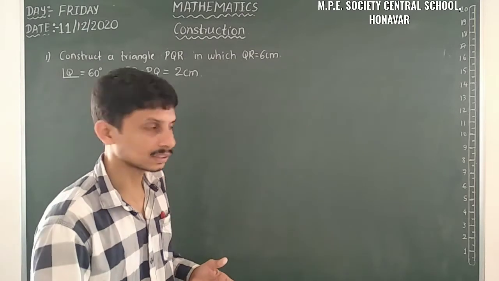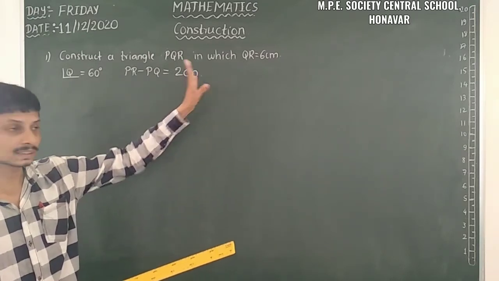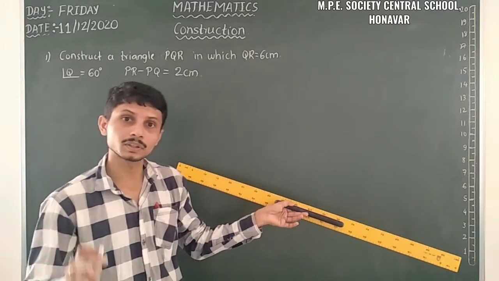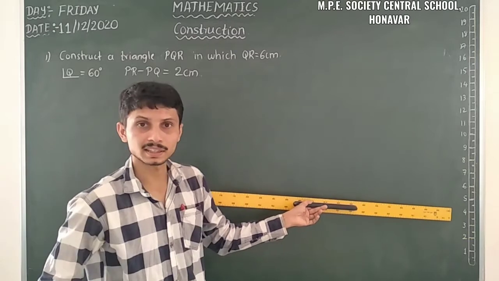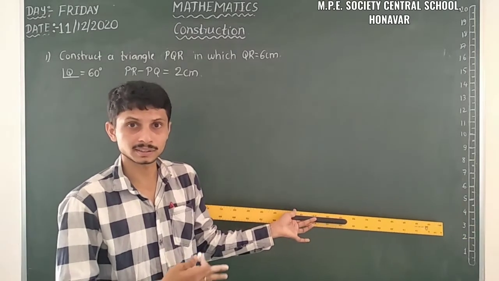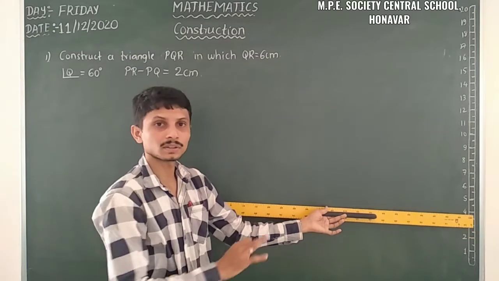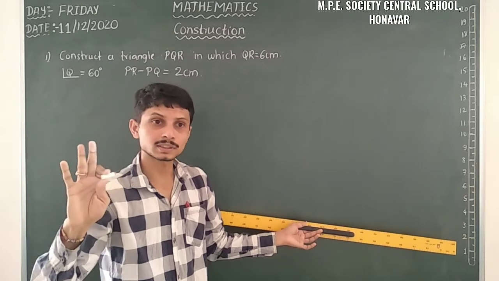Yes, so let's take the construction. Here we have QR, base is equal to 6 cm. So let's take 6 cm here. You have to take with your scale. So I am taking that scale here. I am not referring to the scale, because when I draw centimeters here, it's not visible. So here it is 6 cm means here only. That's why I am just referring to that scale. So you have to take your scale only.